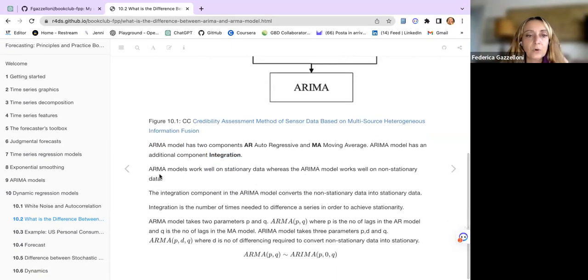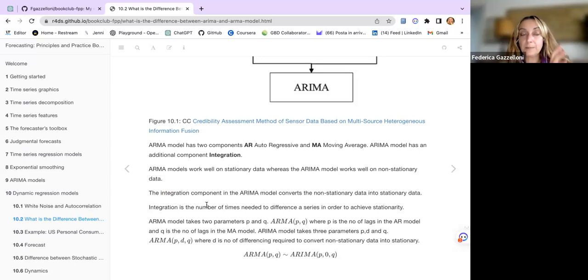Okay, so ARMA models work well on stationary data, without integration, whereas ARIMA models work well with non-stationary data. Also, the integration component in the ARIMA model converts the non-stationary data into stationary data. These are all things that we have seen previously, but now we apply both.